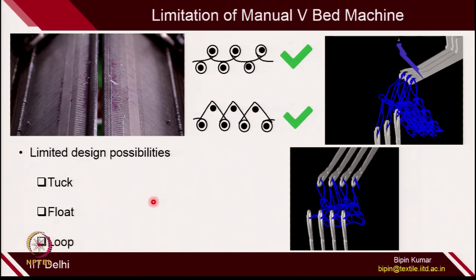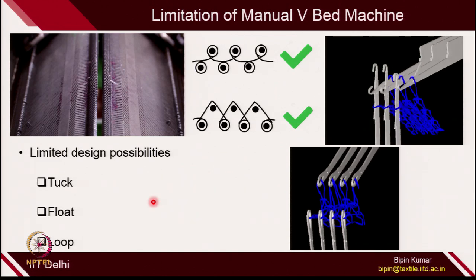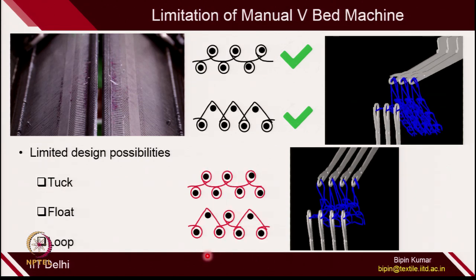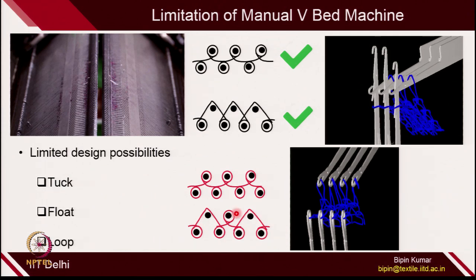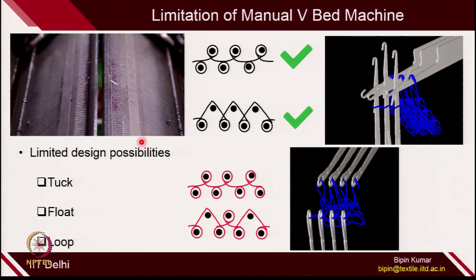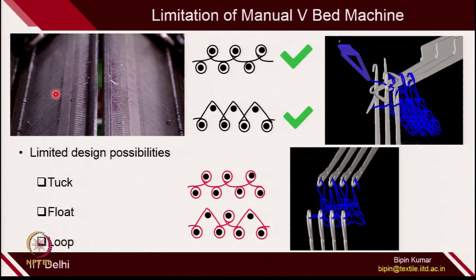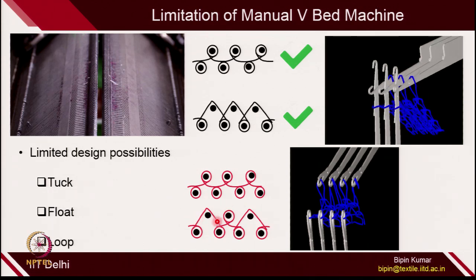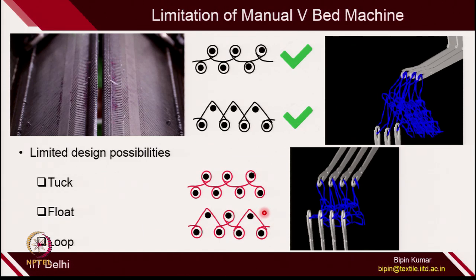We have also seen cardigan, double half cardigan, rib. Based on the float structure, we have also seen Milano rib, rib ripple, all those structures we have already seen. But let us suppose you want to create a structure where on the same bed you have tuck and loop. That is not possible on this type of machine arrangement, because when you select a bed for making tuck, all the needles will make tuck, or loop, or float.